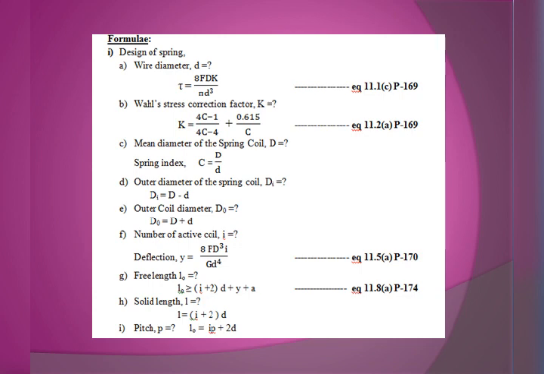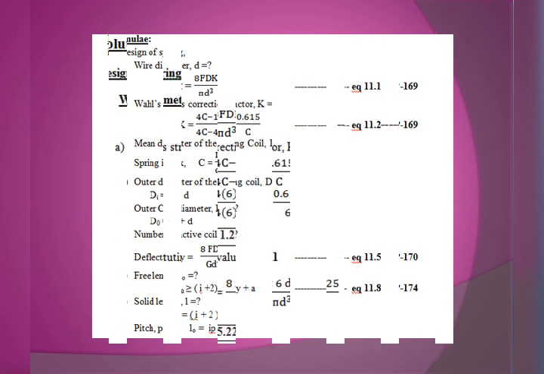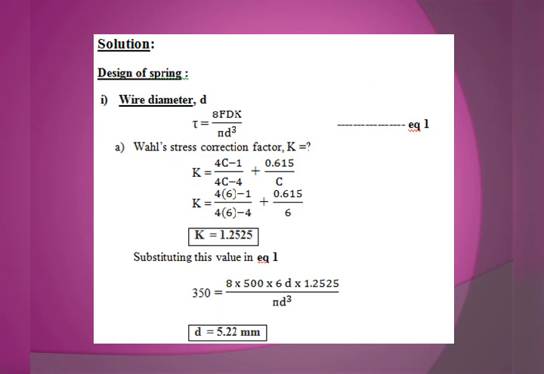Next, the last unknown is pitch. Pitch can be obtained by using free length L naught is equal to I into P plus 2d. Here I we are getting, d we are getting, L naught we are getting. So finally we are getting the last unknown, that is pitch, P is equal to. Once we have listed all the given data and equations, now it is possible to evaluate the problem very easily. Now first unknown, first heading, design of spring.